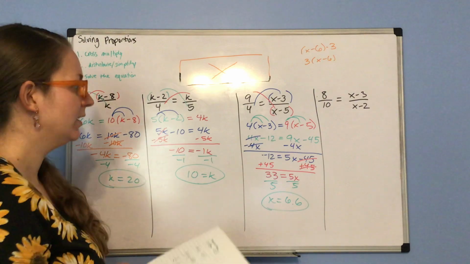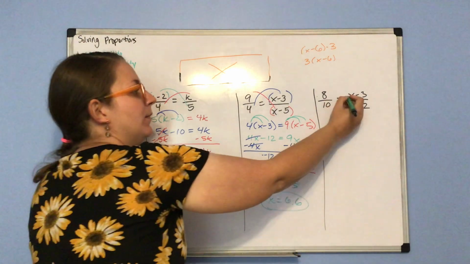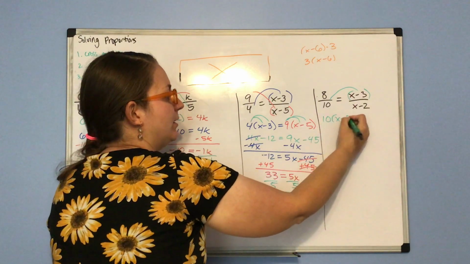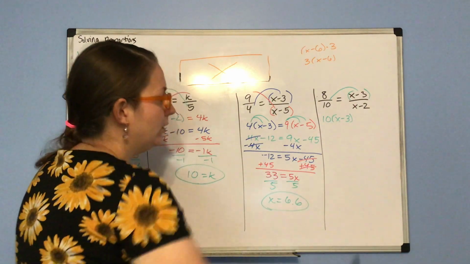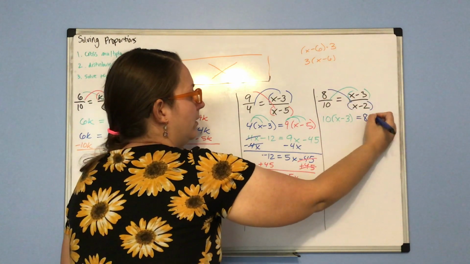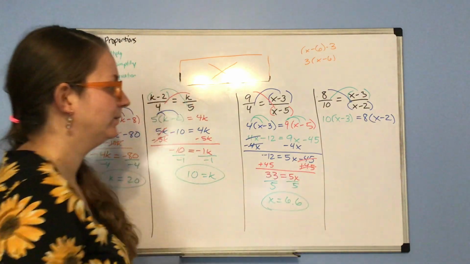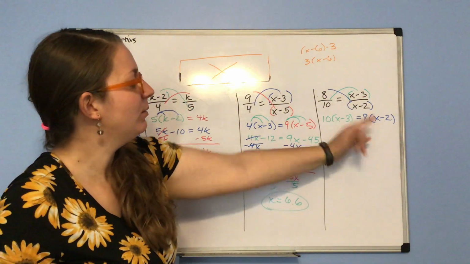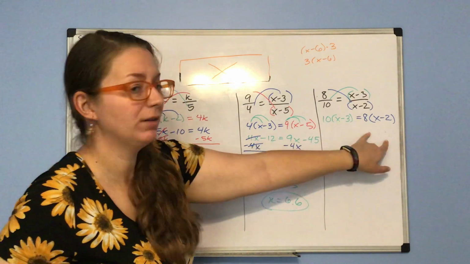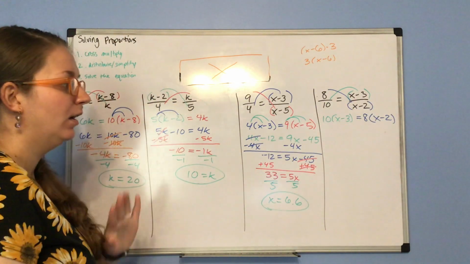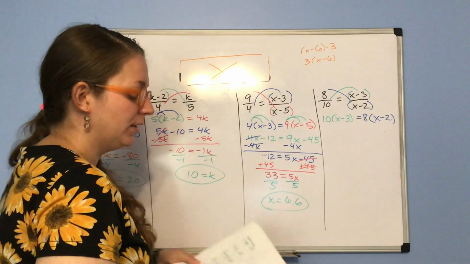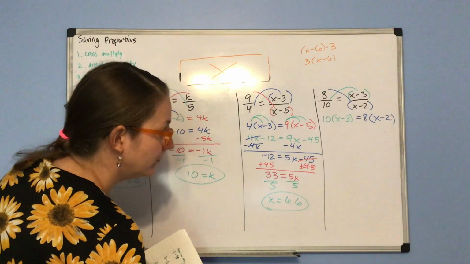One last one. Same idea, just more practice. 10 times x minus 3 equals, cross multiplying the other part, 8 times x minus 2. If when you do these on your own, you flip-flop and write your equations the other way around, like this is on the left-hand side and the green stuff's on the right-hand side, that's perfectly fine. As long as you do your cross multiplying correctly, it doesn't matter what's on what side of the equal sign. Just a quick little note there.